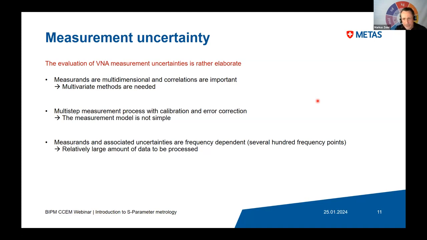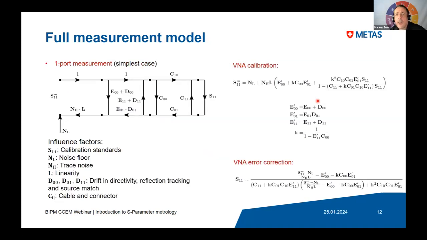And let me just show you how a full measurement model looks like. Again, we have the simplest case here, the one-port measurement, the reflection measurement. And I'm showing again a signal flow graph here. Basically, the basis is the error model which I showed earlier for the VNA calibration.